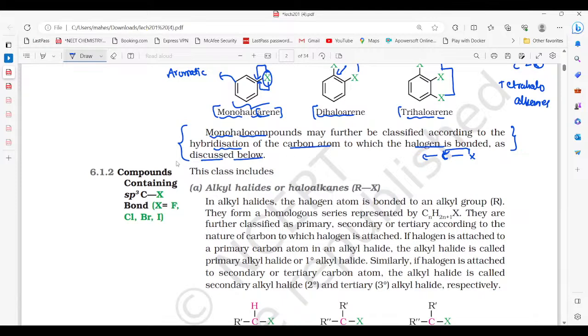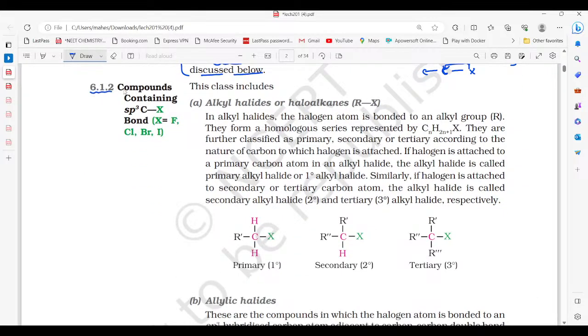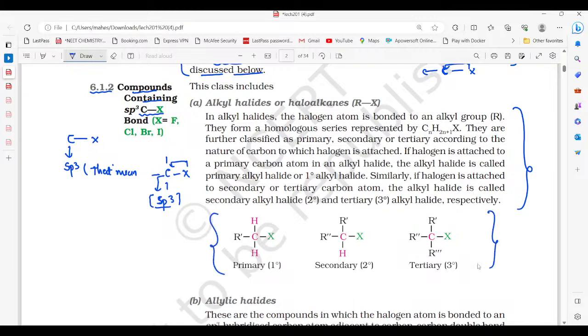Okay. Now let us discuss the next point, that is 6.1.2, compounds containing sp3 hybridized carbon-halogen bond. That means here the halogen-attached carbon undergoes sp3 hybridization. That means the carbon is surrounded by single bonds. This type of attachment undergoes carbon sp3 hybridization. Here we observe that the halogen-attached carbon has sp3 hybridization. Now let us try to understand this paragraph, and this whole paragraph will be explained by taking these examples.